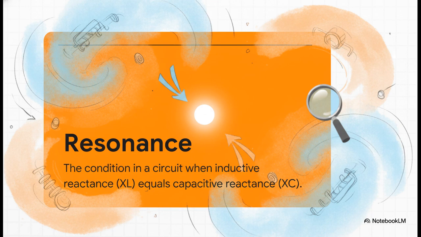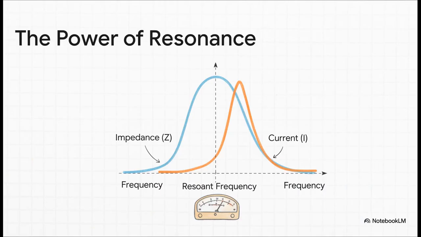That special condition is called resonance. It's this magic moment where the two opposing forces, inductive and capacitive reactance, completely disappear. They cancel each other out, and it only happens at one very specific resonant frequency. And the result is powerful. At that exact resonant frequency, the total opposition, the impedance, just plummets to its absolute minimum. With almost no opposition left, the current at that one frequency can flow like crazy.